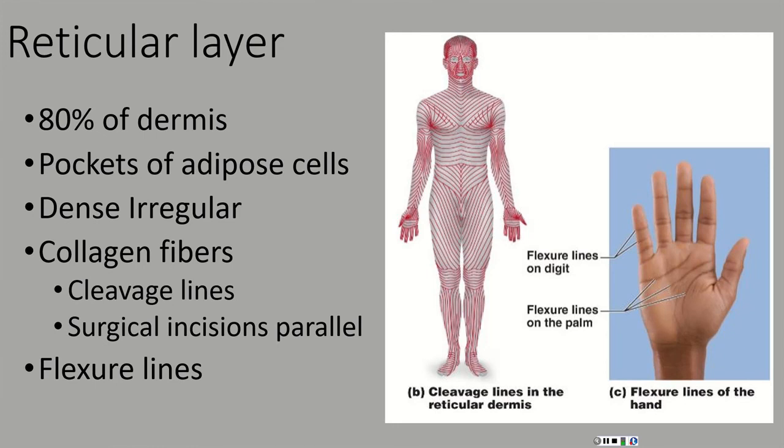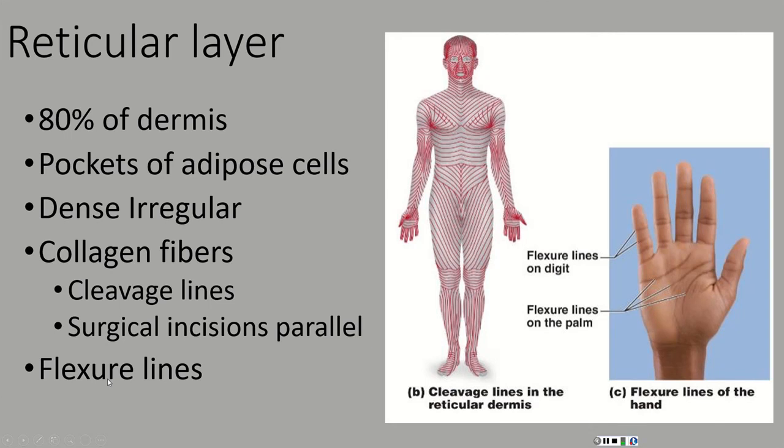Now, that's not always the case, because really, any woman that has ever had a C-section, chances are it's going straight left to right across your lower abdomen, and that's not following the cleavage lines. So it's not always the case, but most of the time, surgical incisions run parallel to the cleavage lines.